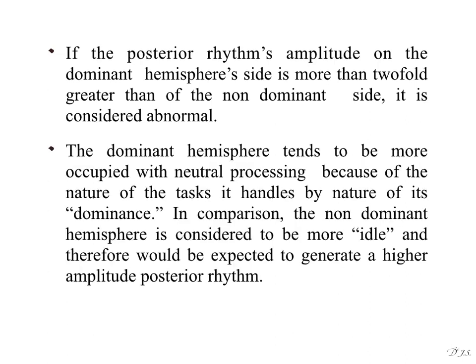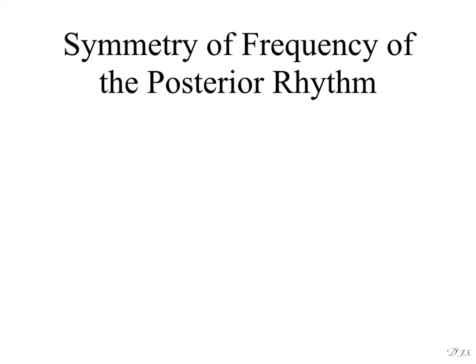The dominant hemisphere tends to be more occupied with neural processing because of the nature of the tasks it handles by nature of its dominance. In comparison, the non-dominant hemisphere is considered to be more idle and therefore would be expected to generate a higher amplitude posterior rhythm. Symmetry of frequency of the posterior rhythm.